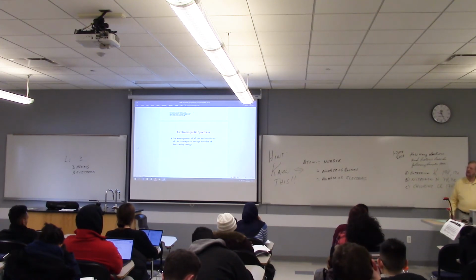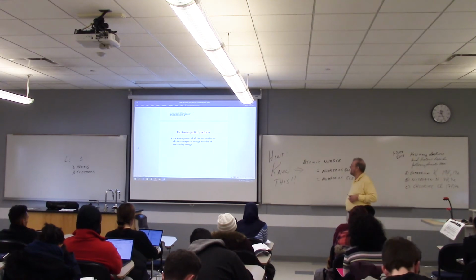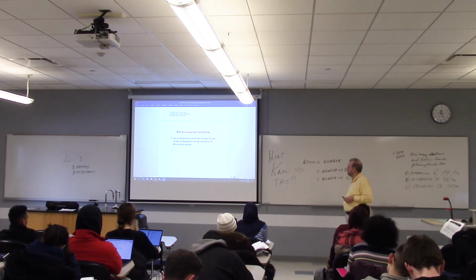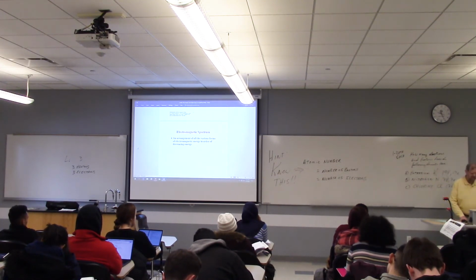Now, when we talk about electromagnetic radiation, we have the electromagnetic spectrum. It's an arrangement of all various forms of electromagnetic energy in order of decreasing energy. Different types of waves, like radio, X-ray, have different energies.